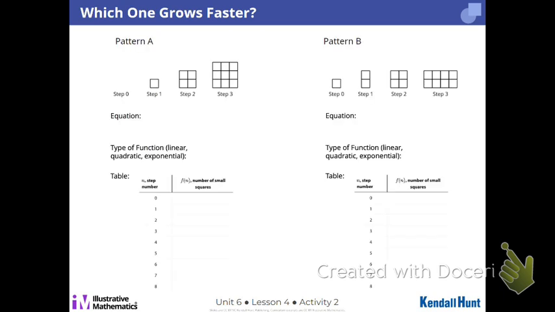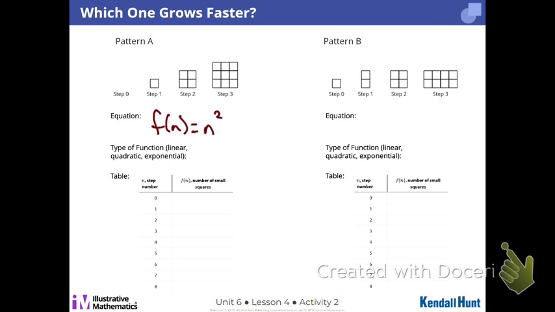I'm going to start with the equation for both. Who can tell me what they're seeing in the pattern to get the equation that they got? Grant, for A, what are you seeing? I got n to the second. Okay, but what do you see? So we're going to do y equals n to the second. Or f of n equals, actually. It shows function notation in the table.